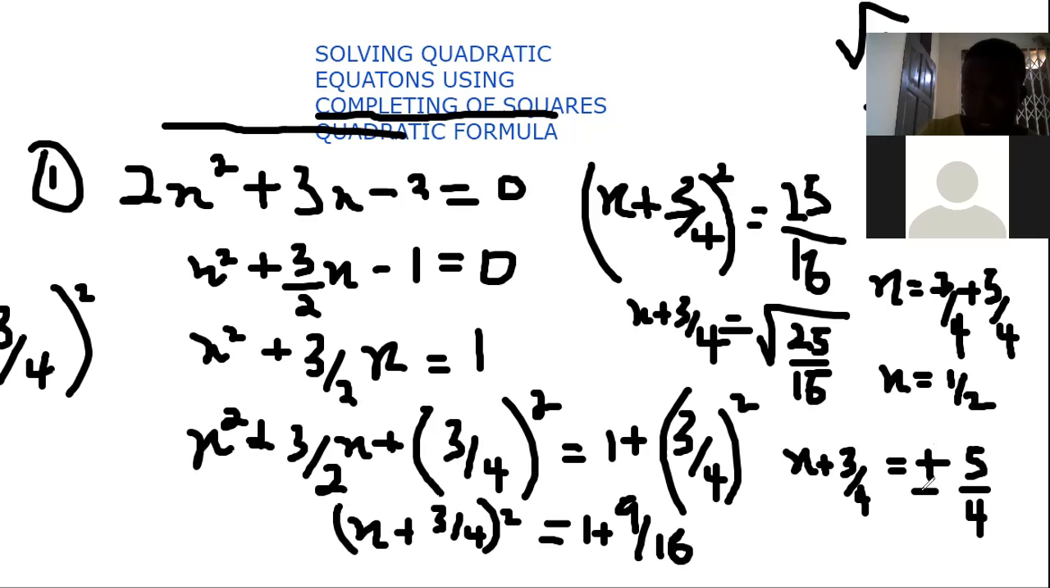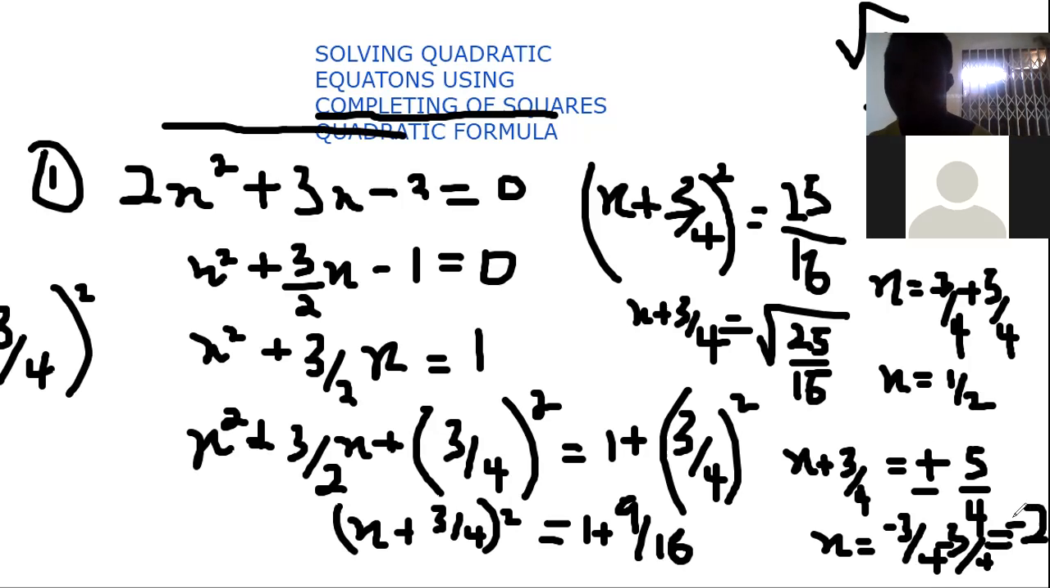Then I can come and pick the minus. So the minus: x is equal to negative 3 all over 4 minus 5 all over 4, and that will also give me minus 2. So my two root values are half or minus 2. Do you get it now? Ruben, do you get it? Do you get how it works?